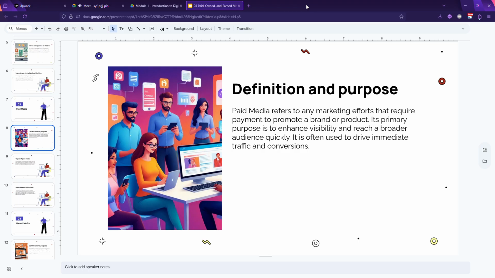Marketing can be word of mouth marketing. Marketing can be pitching, a sales pitch also. So when you are talking about yourself, when you're talking about your own service or your own product, you are marketing yourself. You are placing yourself in the market. So that way, marketing can involve any form of activity, while advertising is specifically where money is involved. So paid media specifically is about advertising. Paid media refers to any marketing efforts or advertising that require payment to promote a brand or product.